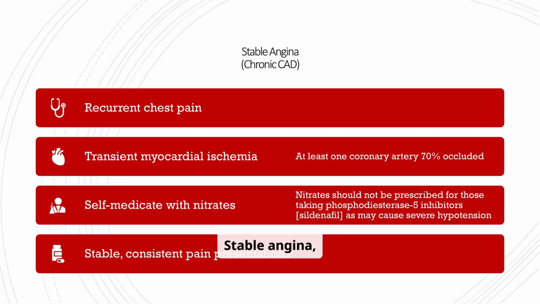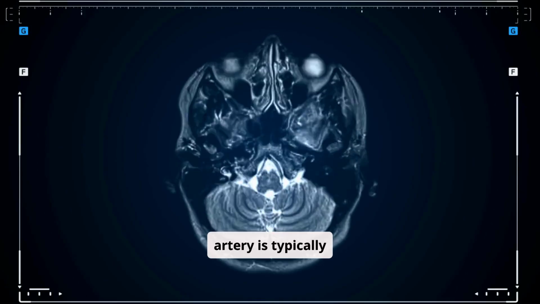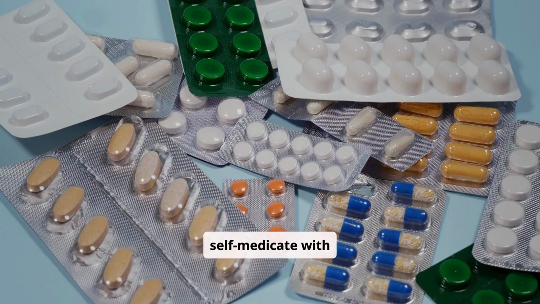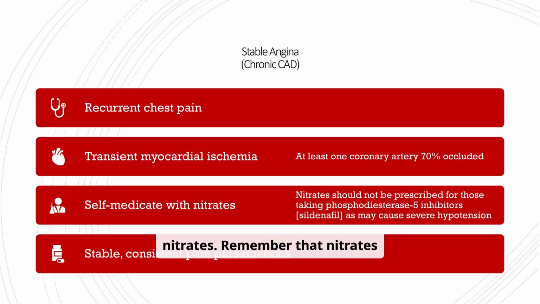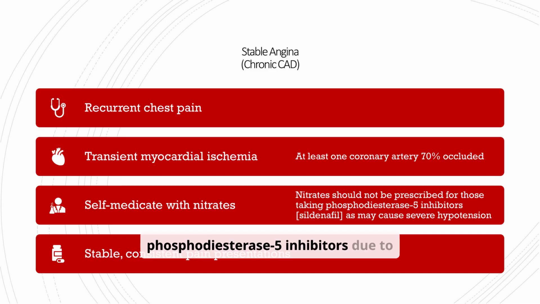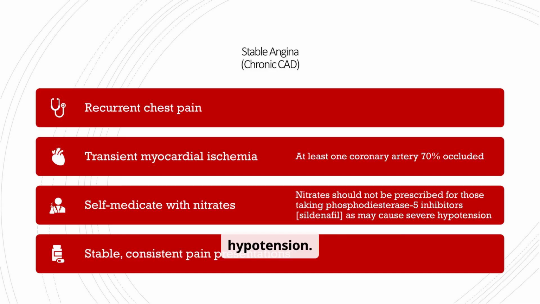Stable angina or chronic CAD is characterized by recurrent chest pain and transient myocardial ischemia. At least one coronary artery is typically 70% occluded. Patients often self-medicate with nitrates. Remember that nitrates should not be prescribed for those taking phosphodiesterase 5 inhibitors due to the risk of severe hypotension.